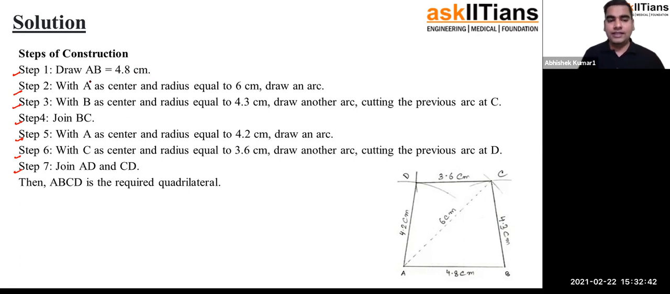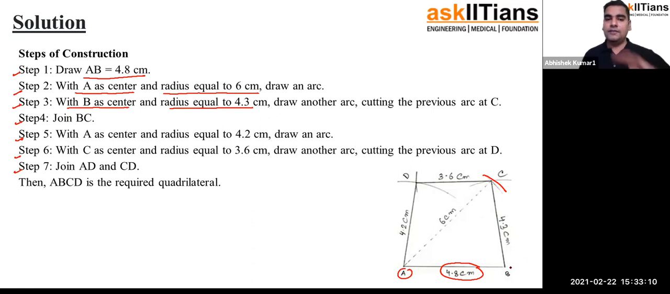If you follow what they did, first they drew AB, which is equal to 4.8 centimeter. After that, with A as the center, they marked an arc of length equal to 6 centimeter because they are trying to form triangle ABC first. So this is the arc you can see. Then with B as the center, they marked an arc of radius 4.3 centimeter. So this is B, which is the center, and this is the arc length, which is 4.3, right?